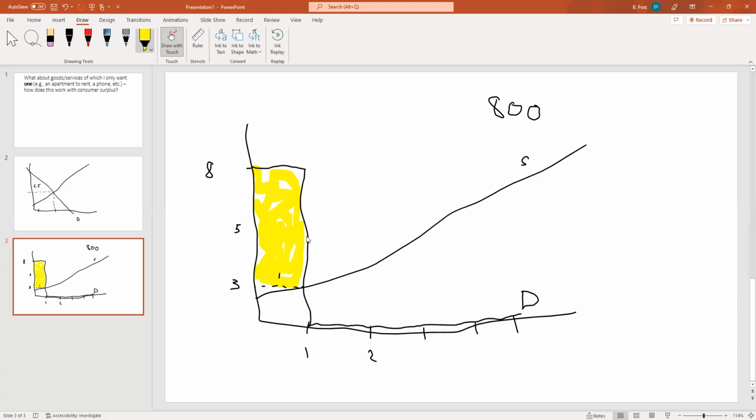So that is how you would diagram one of these strange cases where you really want one and only one of a good or service. The definition of consumer surplus doesn't change. It's still the difference between the price that you have to pay, which in this case is 300, and the amount that you're willing to pay, which in this case is 800. All right, that's all I got.